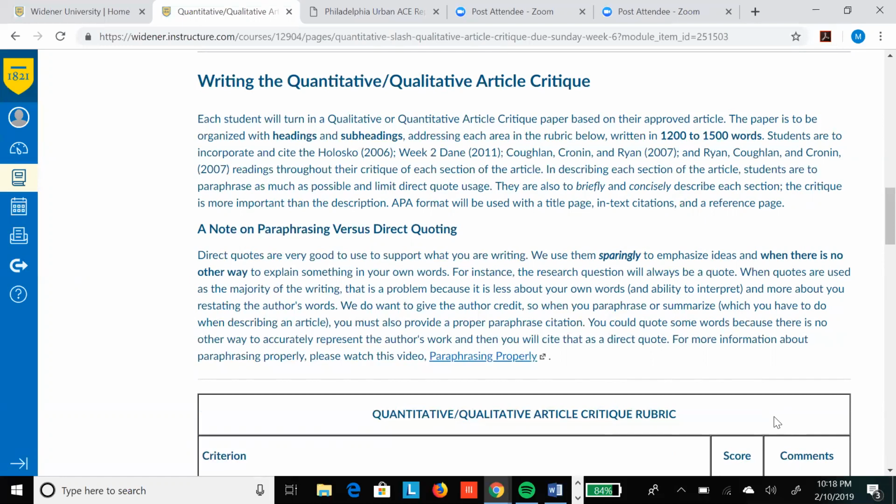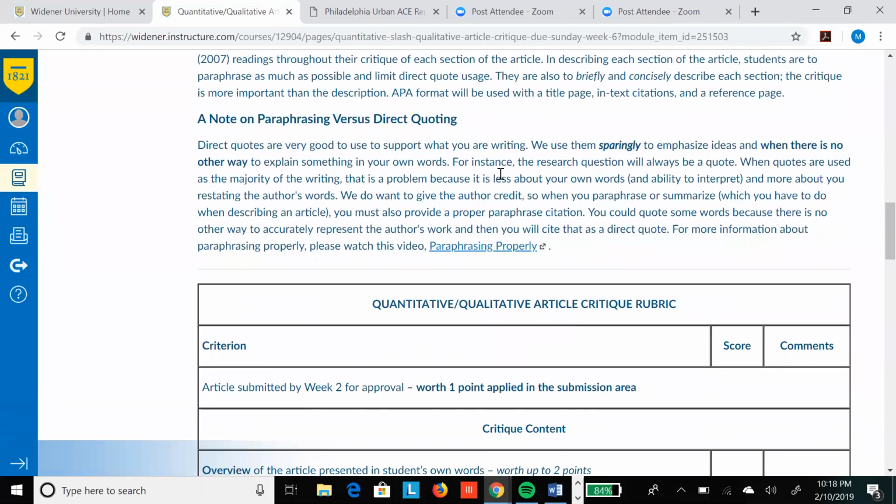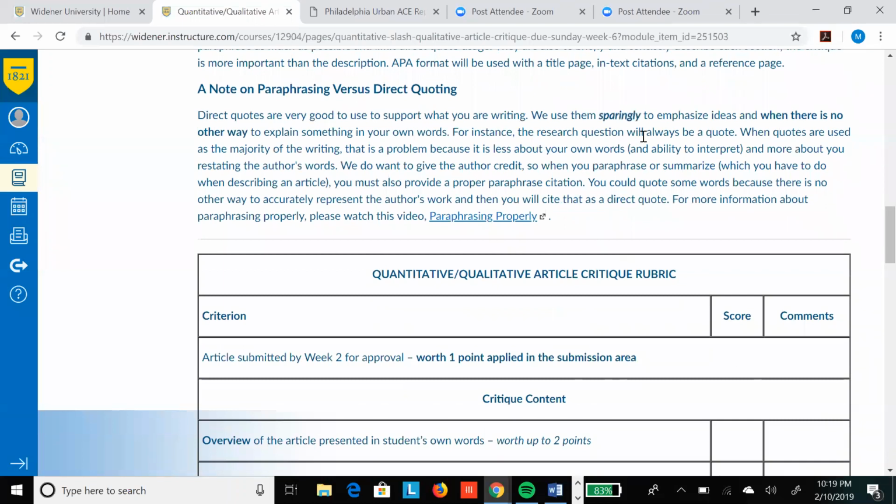Absolutely make sure you're using APA format, that goes without saying. You should have a title page, in-text citations, and a reference page. And again, there's a note here on paraphrasing versus direct quotes, which pretty much reiterates what I just said. We should really only use direct quotes sparingly to emphasize ideas when there's no other way to explain them in your own words. So the research question, for example, will always be a quote, right? Because you're probably not going to be able to rephrase that. But when you're using quotes as the majority of the writing, it becomes a problem because it's less about your words and your ability to interpret and critique and more about restating the author's words.